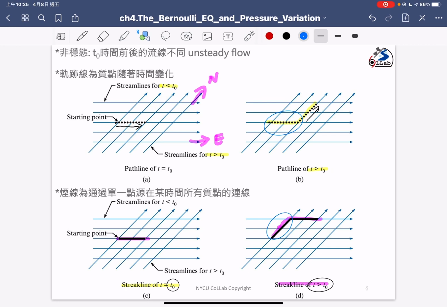Okay, so usually for fluid problems, we only focus on two lines. The first one is the stream line, and the second one is the path line. Sometimes we don't use the strike line, depending on different problems.